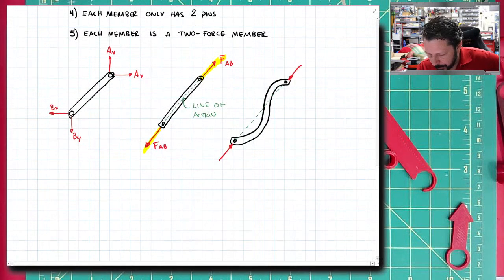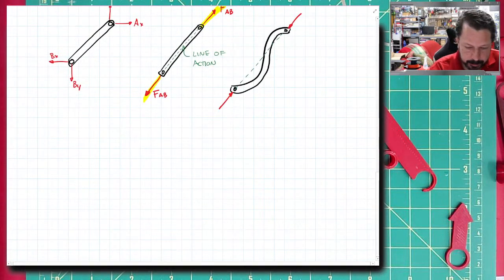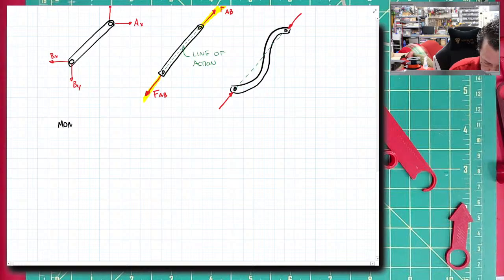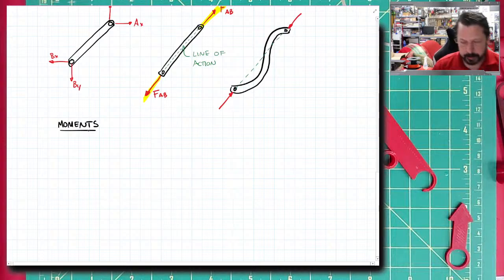Now we need to do a little bit of talking about moments. Now, moments should be a review. You should have done a little bit with moments already, either in physics or a previous engineering class, but just in case, just to do a quick review of what we're talking about here, let's talk about moments first before we get into calculating anything with these trusses.